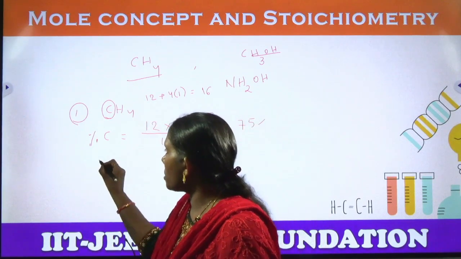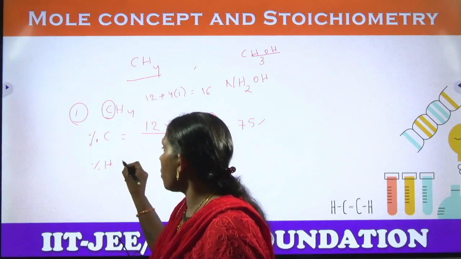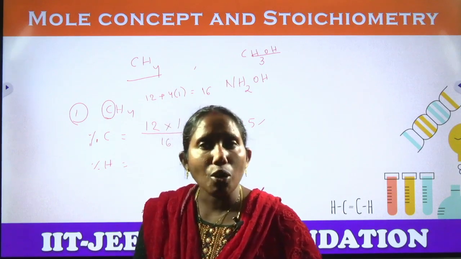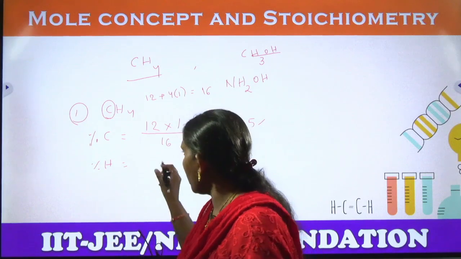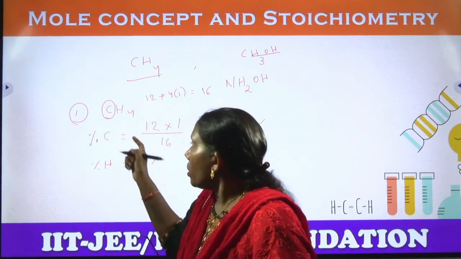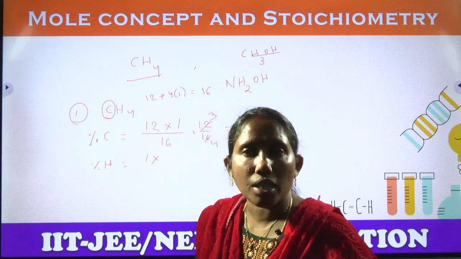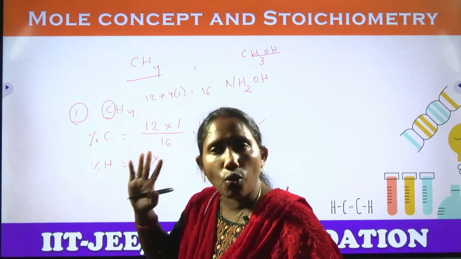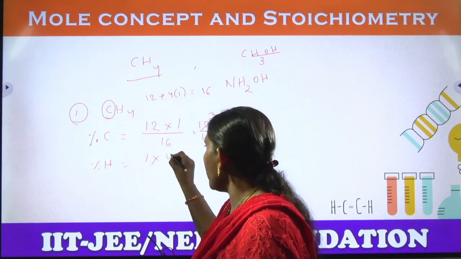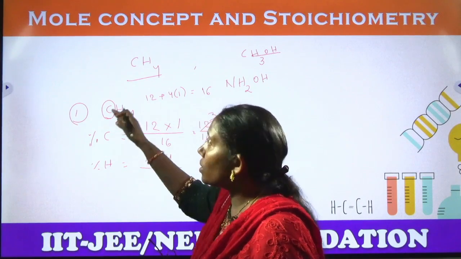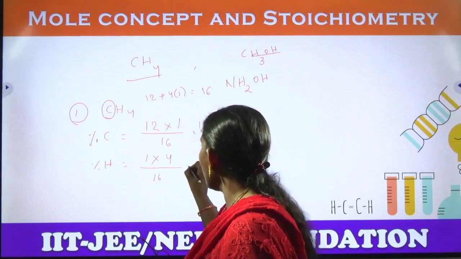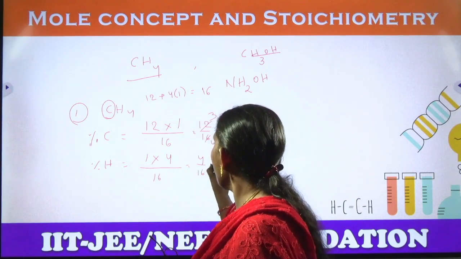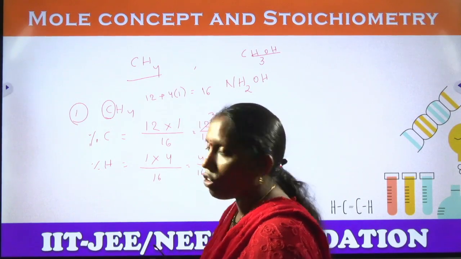Calculate the hydrogen's percentage also. Percentage of hydrogen equals the atomic weight of hydrogen, which is 1.008, but I am taking it as 1, into the number of hydrogen atoms in that molecule. 4 hydrogen atoms are there, so I write 4, divided by the total molecular weight, 16, which we already found. So it is 4 by 16, which is nothing but 1/4.